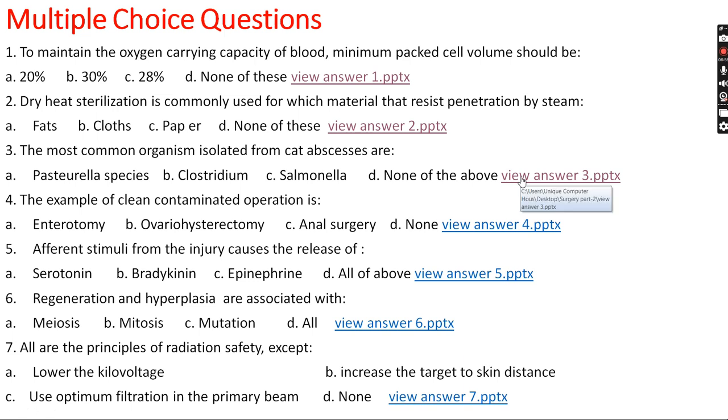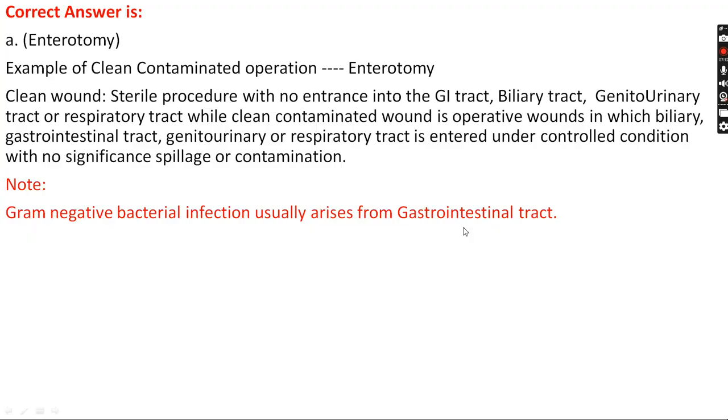Question number 4. An example of a clean contaminated operation is: option A, enterotomy, option B, ovariohysterectomy, option C, anal surgery, or option D, none. The right answer is option A, that is enterotomy, okay. We already discussed the classification of wounds on the basis of exposure, like clean wound, then contaminated wound, and then infected wound. Under clean wound we also get two categories, clean contaminated wound and pure clean wound.